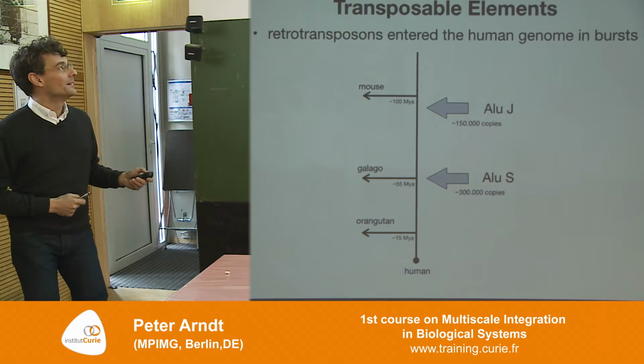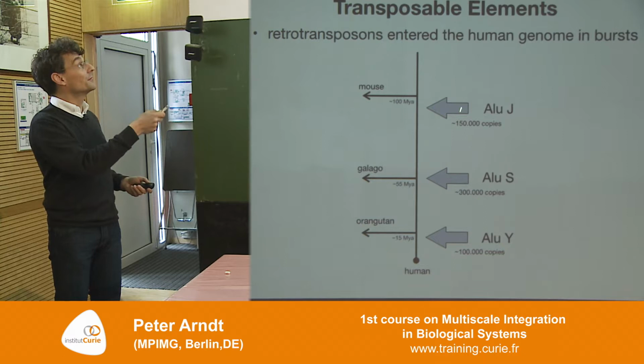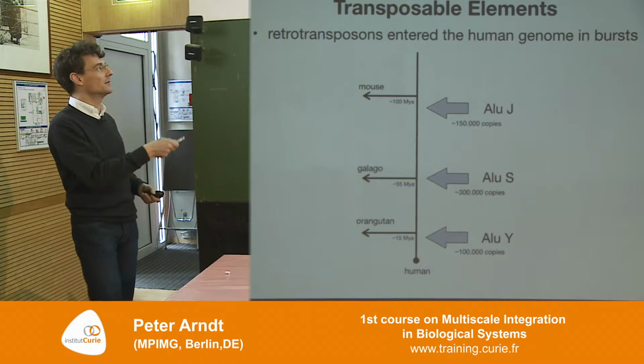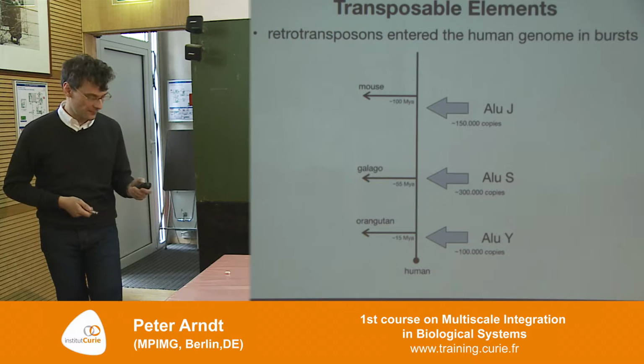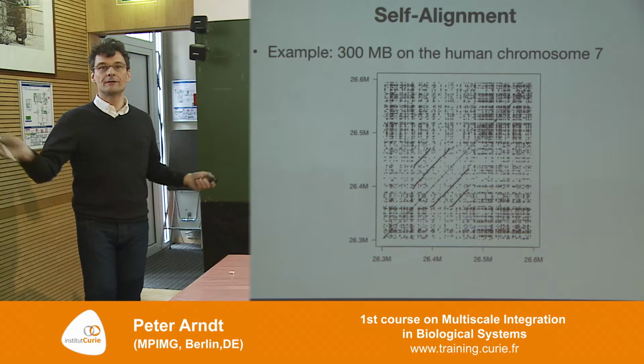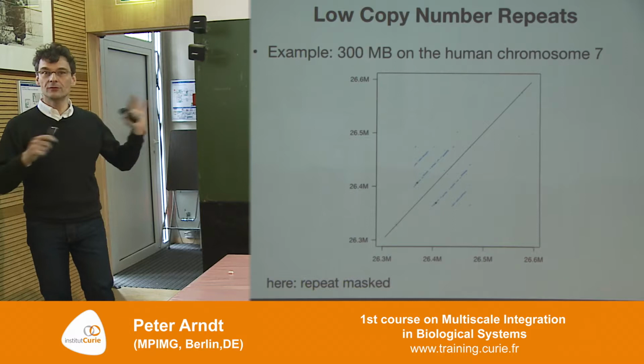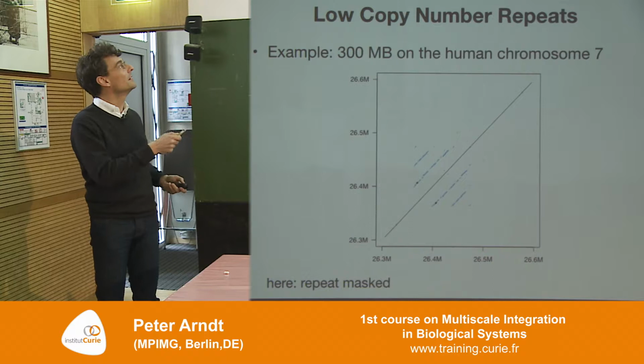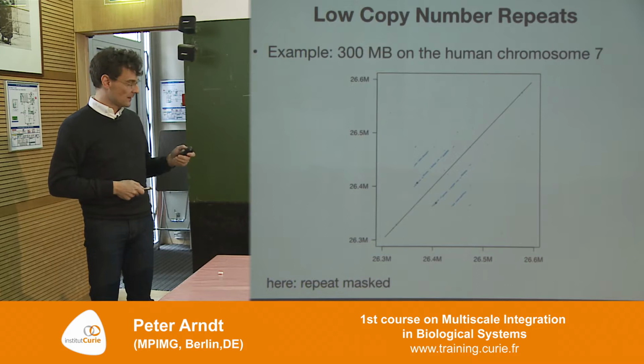So there are a lot of those repeats. AluS has 300,000 copies, double as much. And then AluY, recent in evolutionary terms, 100,000 copies. Of course, there are programs now which can just get rid of all these repeat sequences. If we do this and then do our histogram counting of matches again, we still have some matches after repeat masking. A lot of the black stuff is gone, but there's still something left.